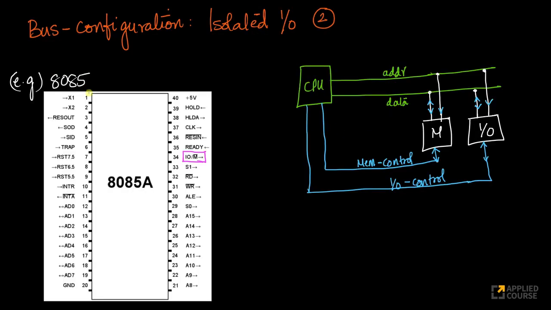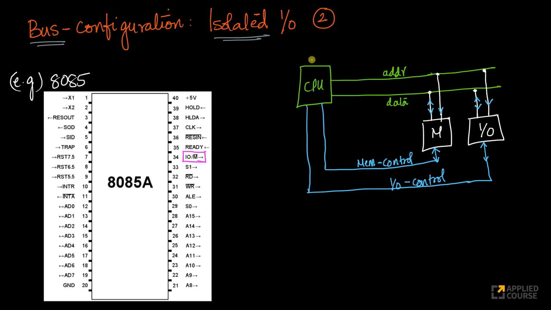Okay. So the second bus configuration is called isolated IO. It's a very simple concept actually. First, let's understand the concept with this block diagram, then we'll see how it can be implemented in an 8085 processor. Two parts. The first part here is this. Look at this. This is my CPU. In my isolated IO, what I'll do is this. It's a very simple concept.